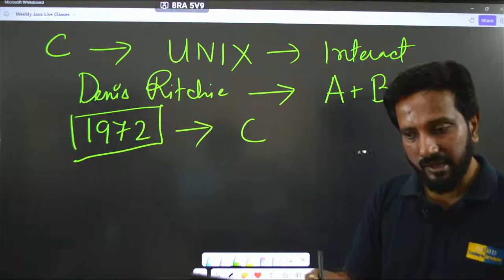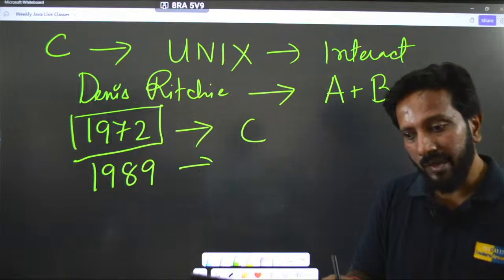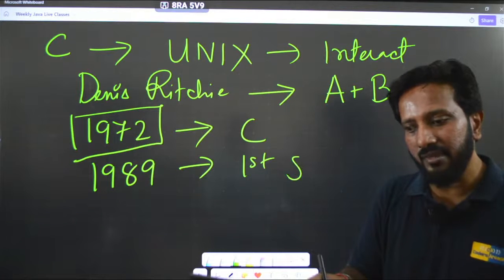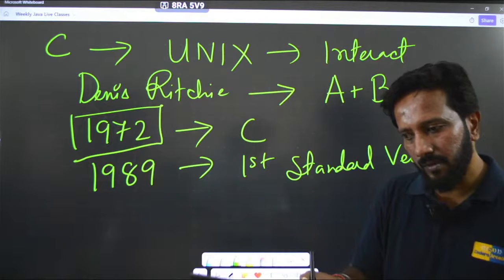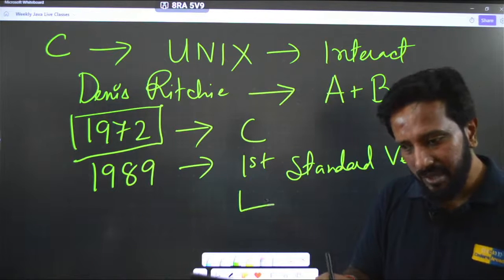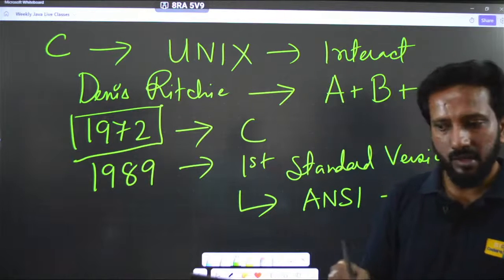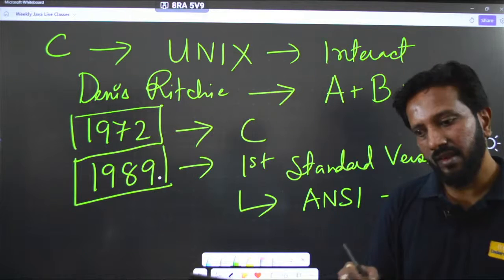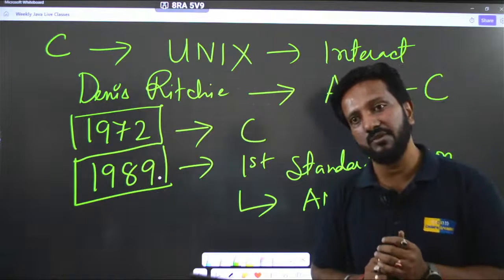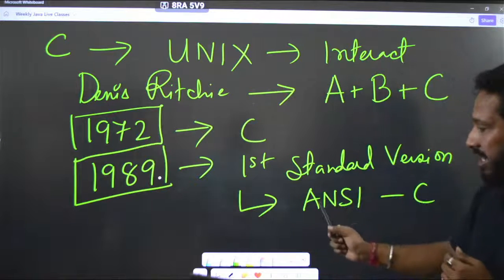And after that, in the year 1989, we got the first standard version of C. That standard version is also known as ANSI C. Please remember, guys, this is a very important interview question. The first standard version of C language was introduced in the year 1989 by ANSI.